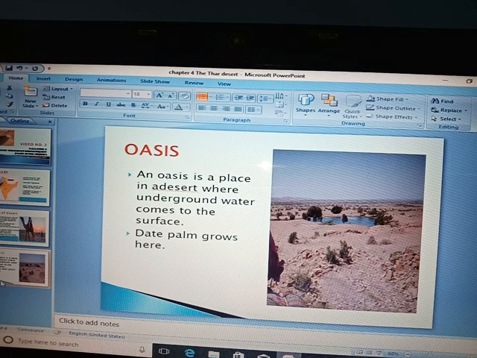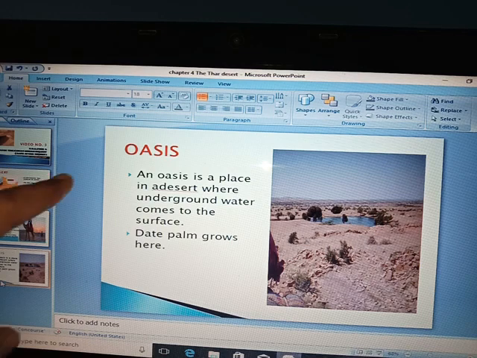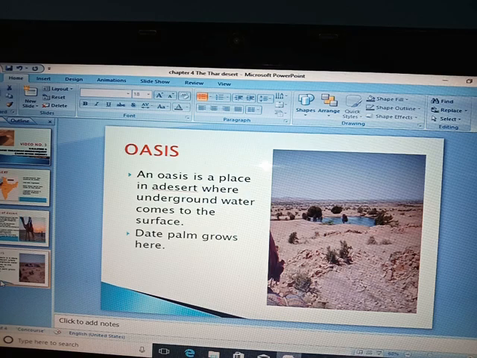So here, under the surface, the water is absorbed in the sand. Sometimes these underground waters come up to the surface in the desert area, and then that is formed as an oasis. So again I can say, it is a place in the desert where underground water comes up to the surface, because the sand cannot absorb the water. It is present inside underground, and it comes suddenly above the surface.